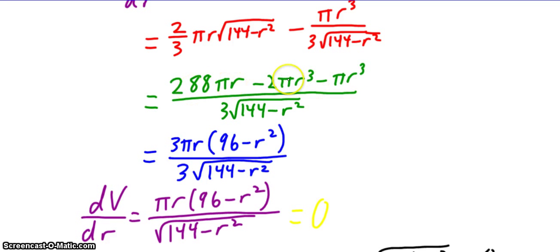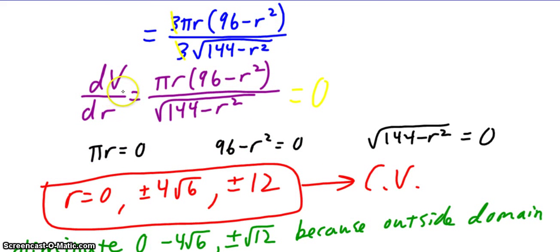So every term in the numerator has a factor of 3, a factor of pi, and a factor of r, so I took that out. Then this 3 is going to reduce with this 3. So we're left with, in factored form, dv dr is pi r times the quantity 96 minus r squared over the square root of 144 minus r squared. Now I need to set that equal to 0. So remember, when we do that, we find our critical values by setting the numerator and the denominator equal to 0. So I do pi r equals 0, 96 minus r squared equals 0, square root of 144 minus r squared equals 0. I get critical values of 0, plus or minus 4 root 6, plus or minus 12.